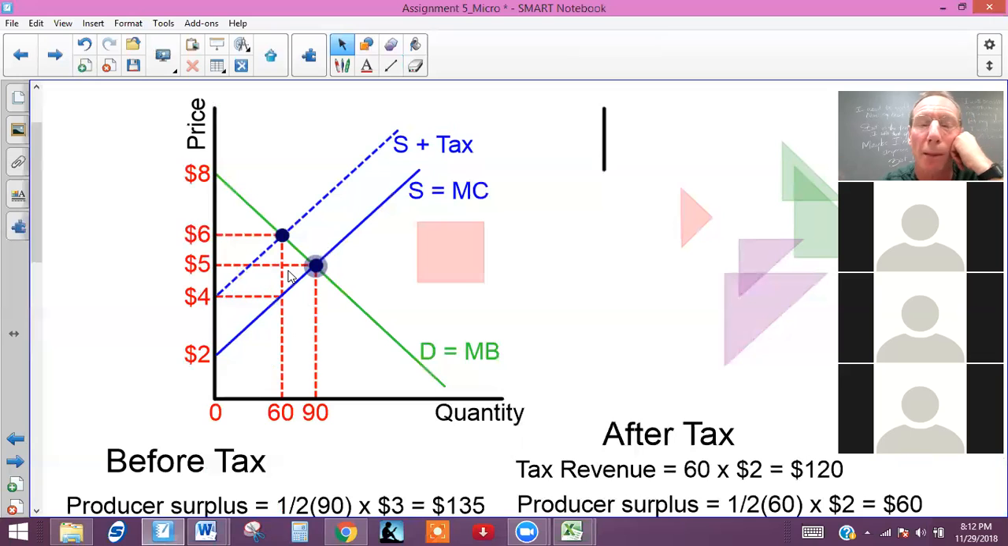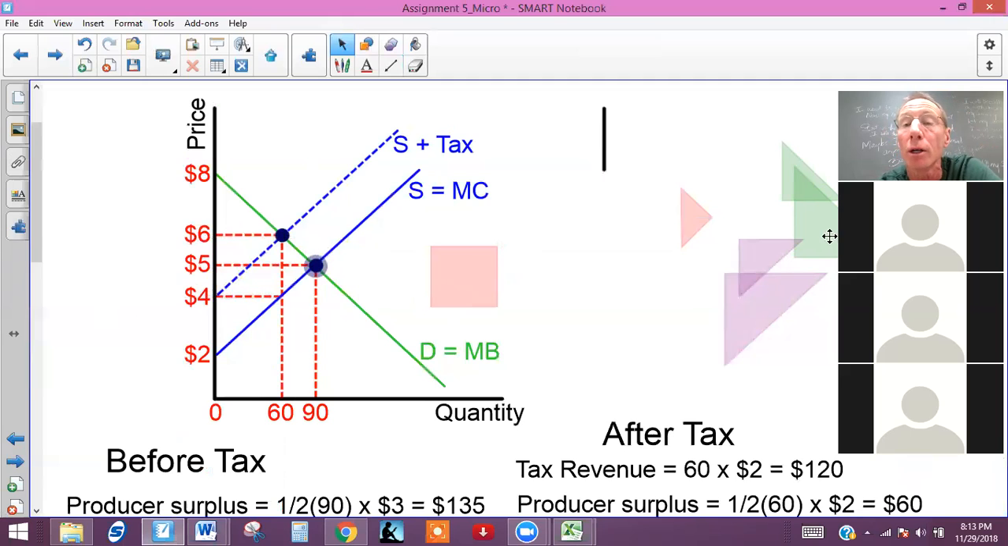no, sorry, back up on that. They're going to pay the difference in the cost at the new quantity and the original price, which is 1 right here. Okay, so you're going to need to know how to determine what the tax is, right? The total tax, what the actual dollar amount of it is, and who is paying what share of it.